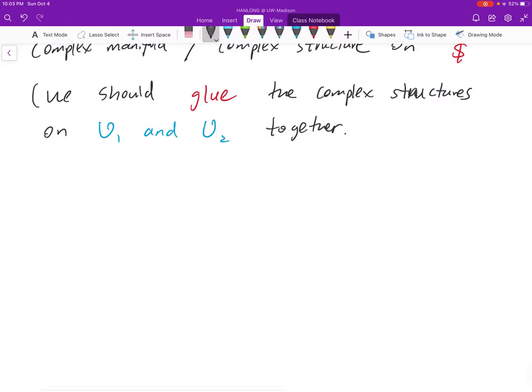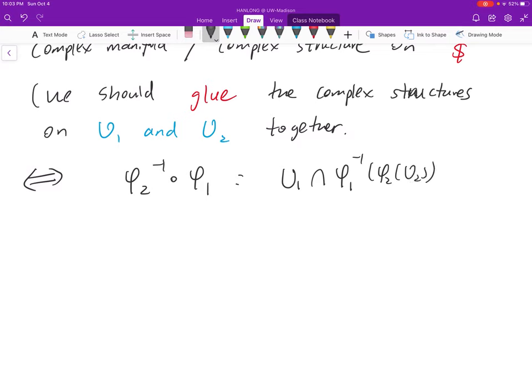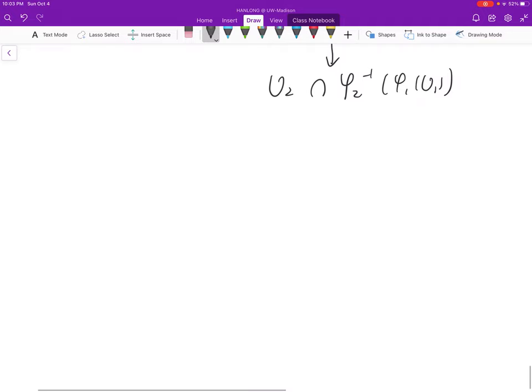So what kind of property do you expect? That means we need to look at this map. So phi 2 inverse compose phi 1, and this is from U1 intersect phi 1 inverse phi 2 U2 to U2 intersect phi 2 inverse phi 1 U1. So why this domain? Let's look at an abstract thing.